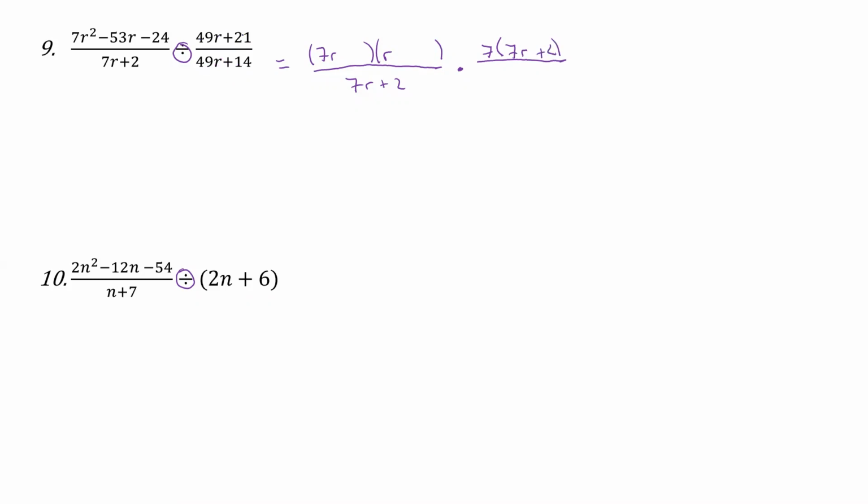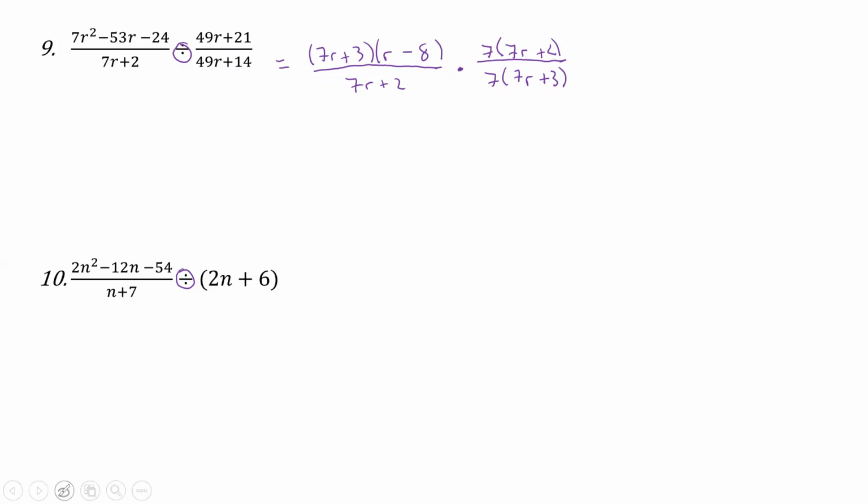Now here, this looks like there's a 7 also in common, and that leaves 7r plus 3. So now, because that 7r plus 2 cancels there, I'm going to assume that's going to be a plus 3. And what does that mean this has to be? That has to be a minus 8. Now let's check to make sure it gives us our original value back. Well, that's 7r squared. Then we have minus 56r plus 3r, so that's minus 53r, and then minus 24.